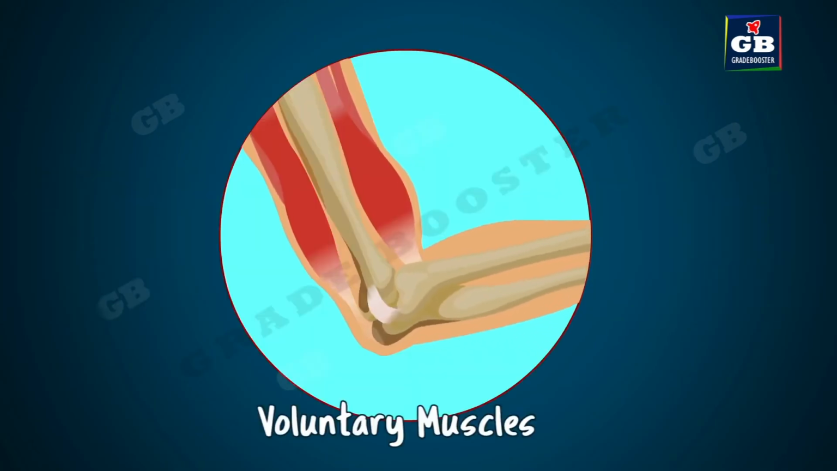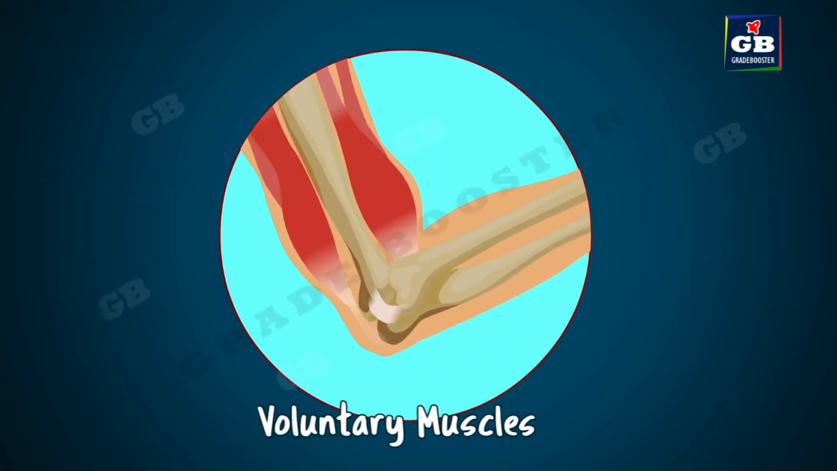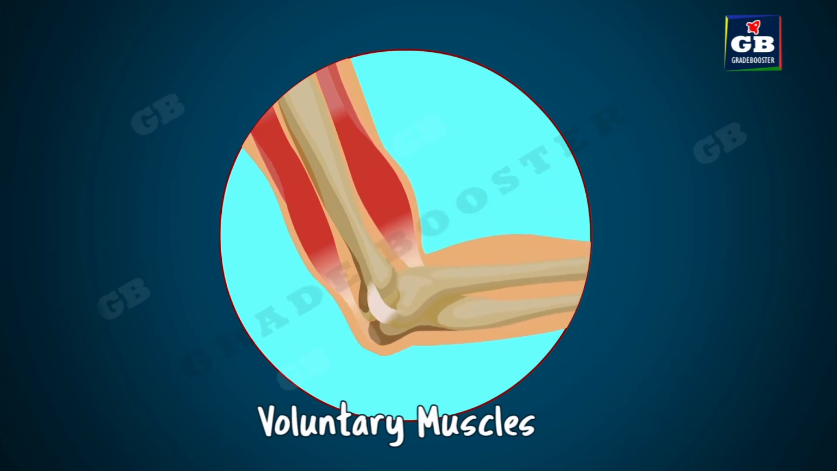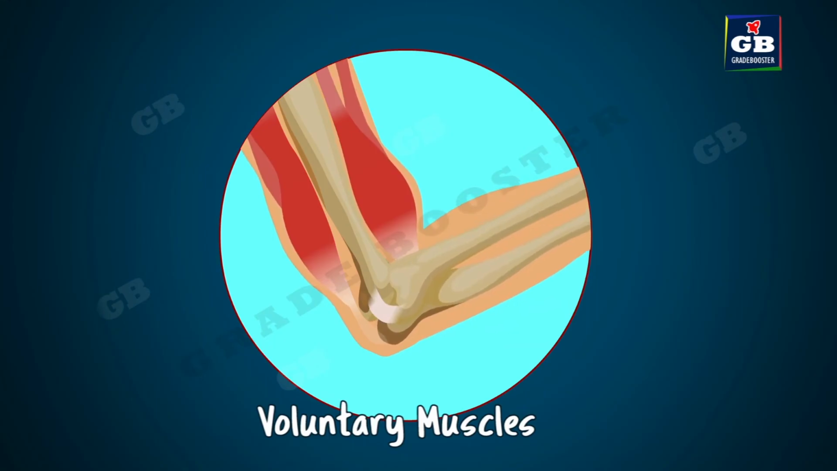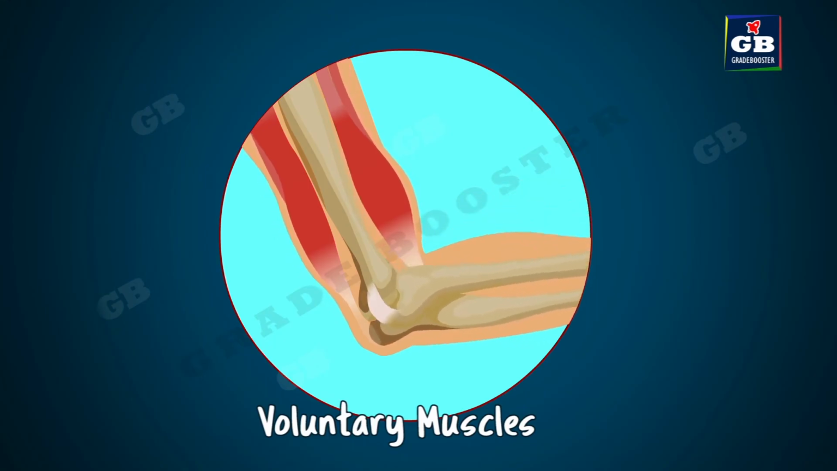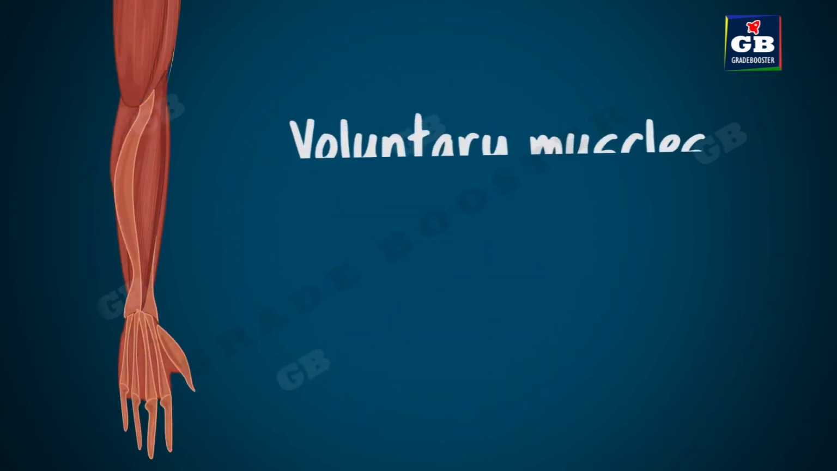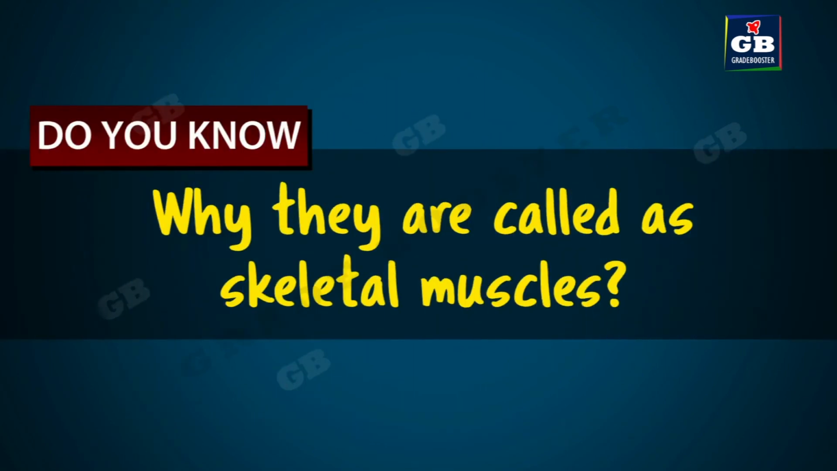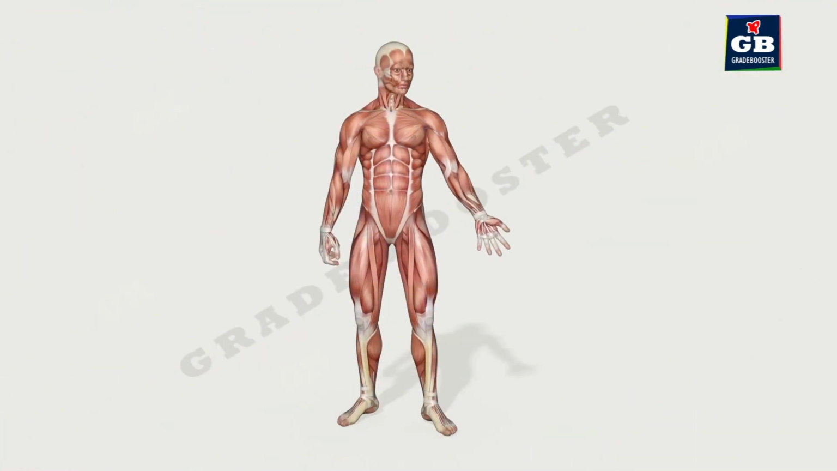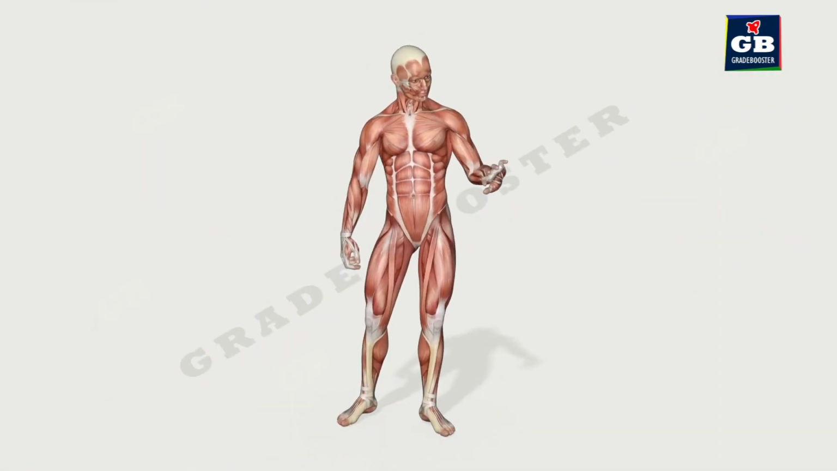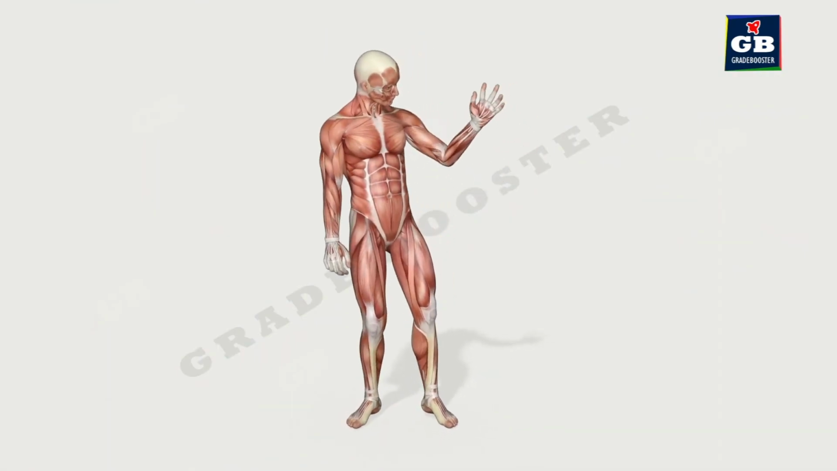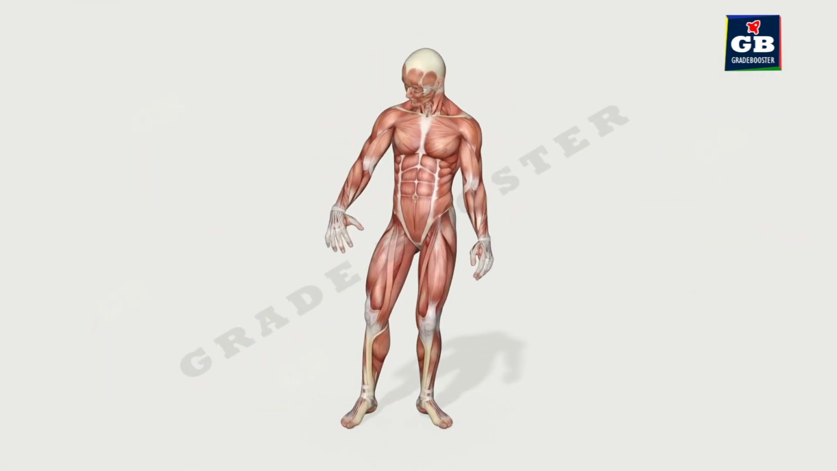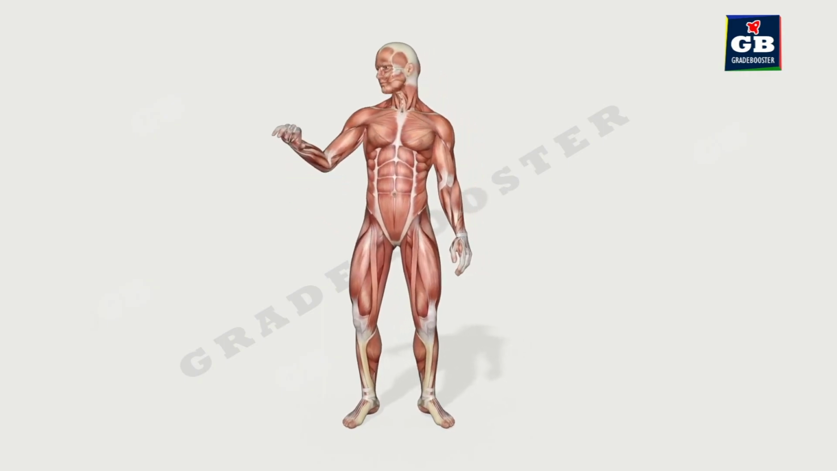These muscles are under the control of our conscious will. That means we can contract or relax our muscles at our will. Example, muscles of our hands and legs. Voluntary muscles are also called skeletal muscles or striated muscles. First, let us know why they are called skeletal muscles. Because most of the voluntary muscles are attached to the skeletal system and help in body movement. Hence, they are called skeletal muscles.